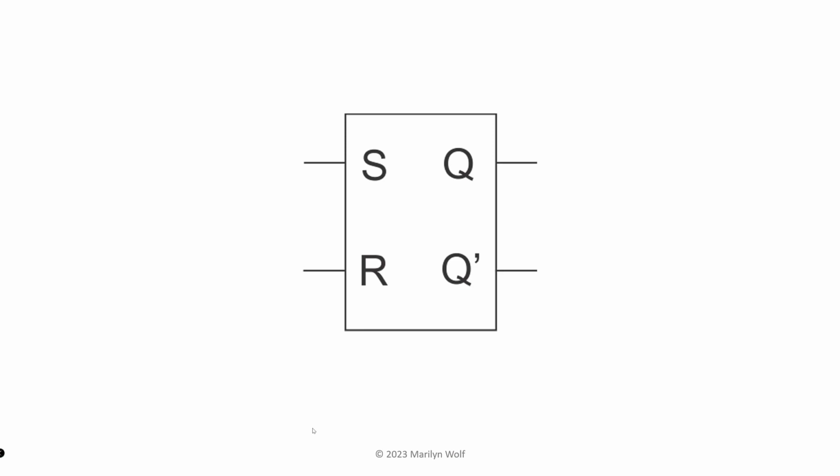This is the schematic symbol for an SR latch. The S stands for set, and the R stands for reset. Q is the data output, the value stored in the latch, and Q prime or Q bar is the logical complement of that value.